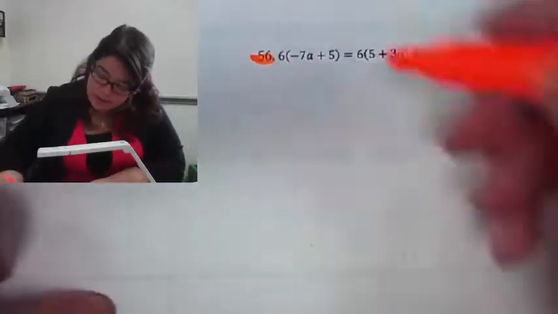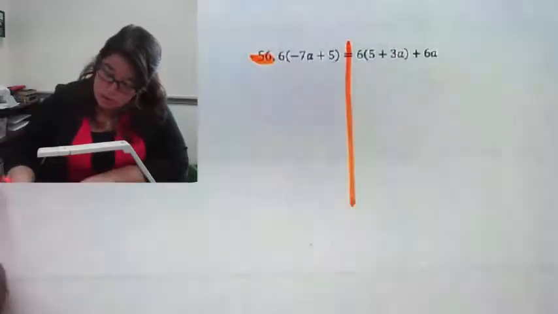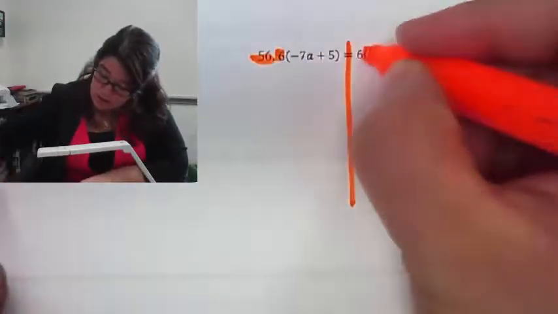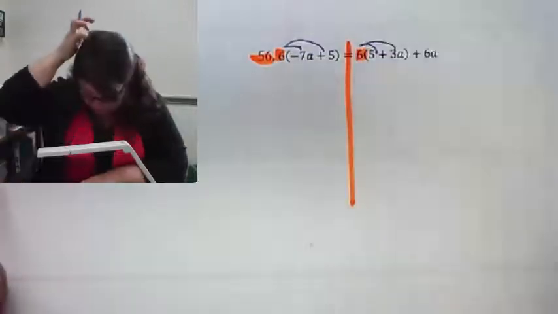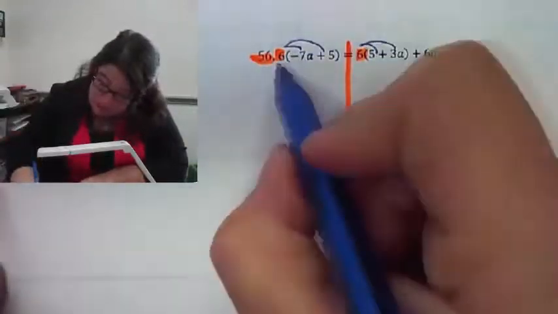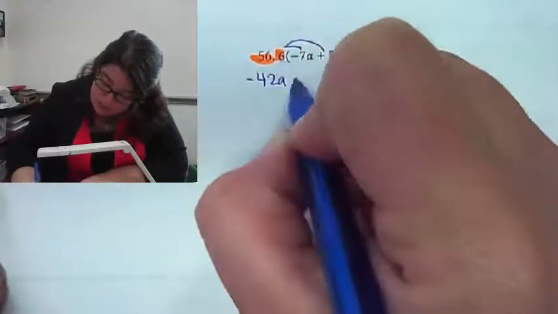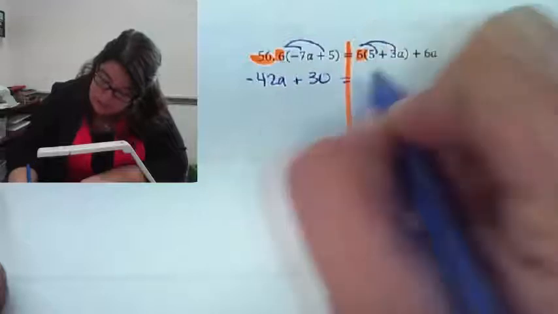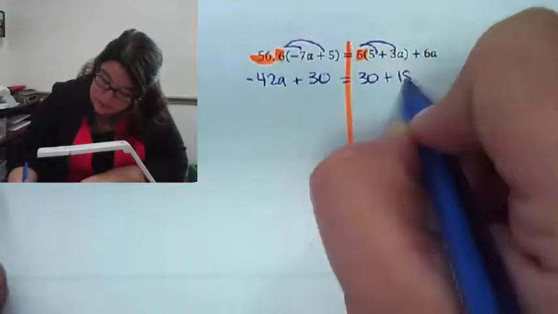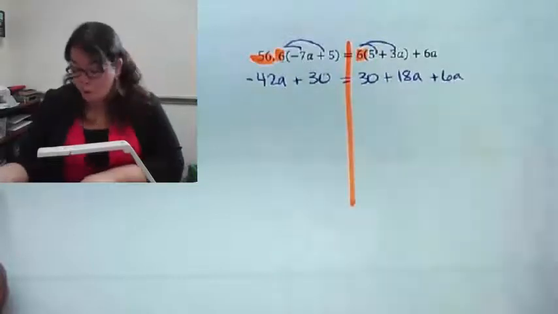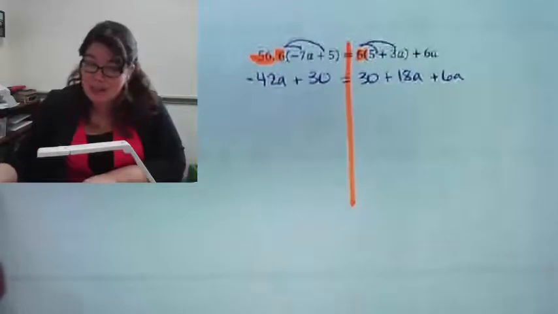Before you get too crazy, draw your fences a line. Then check for distribution. Whoa, got 2 sets of distribution here. I'm going to distribute a 6 here, and I'm going to distribute a 6 here. So let me take care of that first. 6 times -7 gives me -42a. 6 times +5 gives me +30 equals. 6 times 5 gives me +30. 6 times +3 gives me +18a plus 6a. Whew. Check for distribution, then you can combine like terms on the same side.